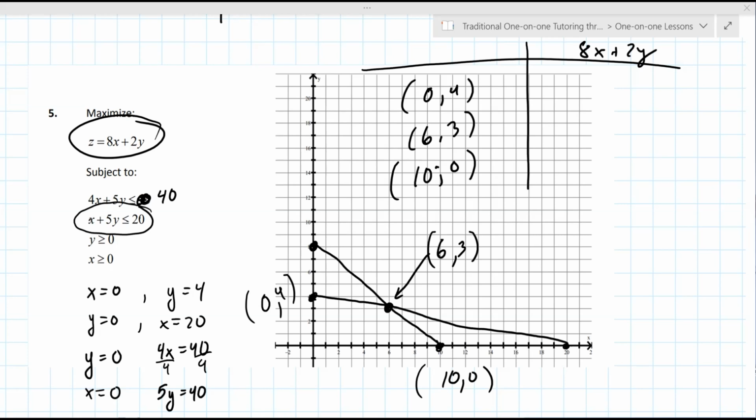Give me the numerical values for each of them. What is the first one? 8 times 0 plus 2 times 4. What is that? 8 times 0 is 0. And 2 times 4 is 8. Just 8. That's right. Now, do it for the next one, please.